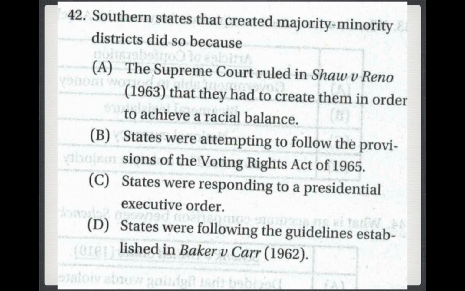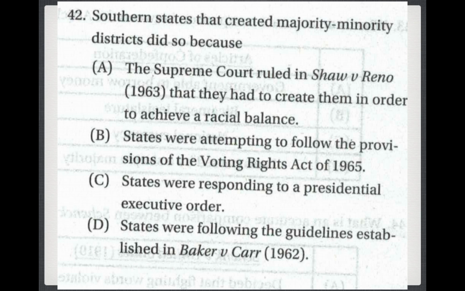And the answer is B. States were attempting to follow the provisions of the Voting Rights Act of 1965. We just talked about that. Under that Voters' Rights Act, they were trying to give representation, and it was a good idea. It's an idea that we should give people of color representation, actually get African Americans, Latinx, and Asian Americans in government by concentrating their votes into certain congressional districts.